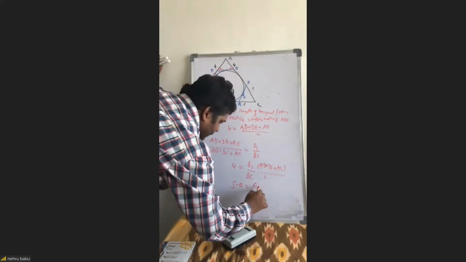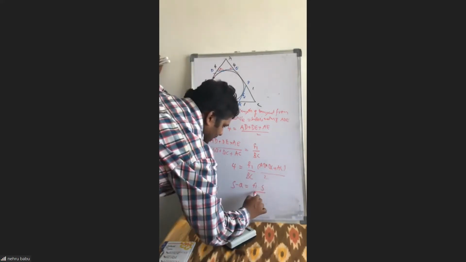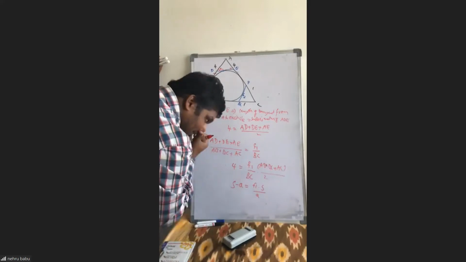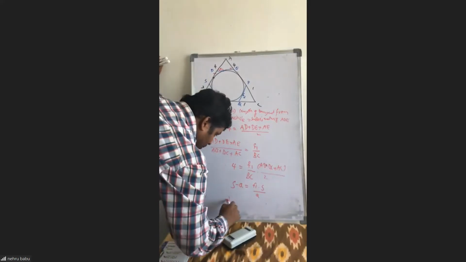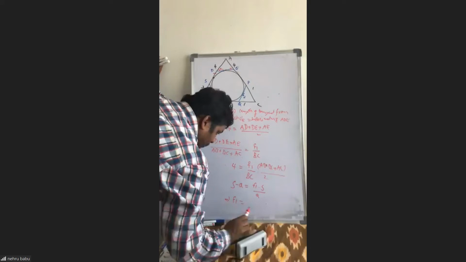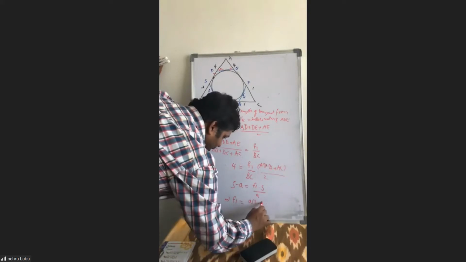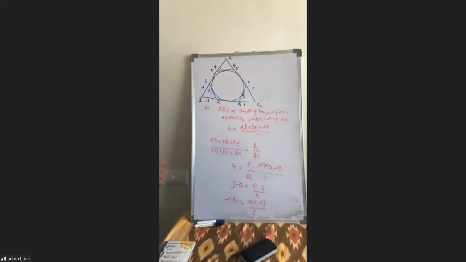So S minus A equal to what you are saying. This is the general result you are finding for F1. So F1 equal to the general result we are proving, A into S minus A by S. Similarly, it should work for all three sections. Correct. So F2 equal to B into S minus B by S, F3 equal to C into S minus C by S. Nice idea.